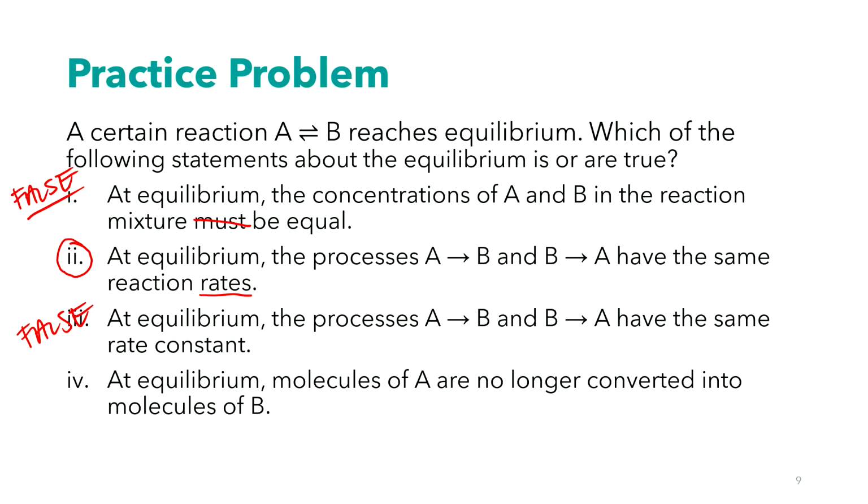And then lastly, at equilibrium, molecules of A are no longer converted into molecules of B. Again, that would paint a static picture that this has stopped. That's not what equilibrium is. Equilibrium is dynamic. It's constantly moving back and forth. It's just we're at the same rate. So that is also false. That would be a conceptual style question that you could get on the exam.